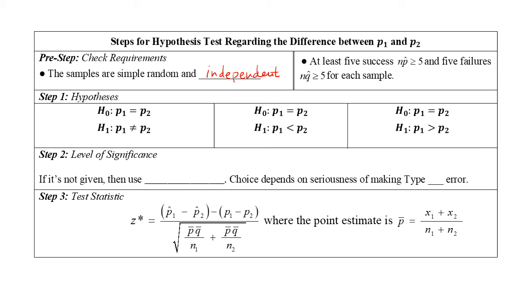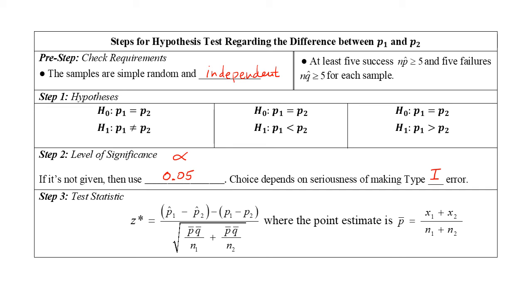The form of our null hypothesis will always be that the two proportions are equal. And the alternative hypothesis will take on one of the forms where either they're not equal, P1 is less than P2, or P1 is greater than P2. And for our level of significance, of course we use alpha again here, which will be by default 0.05 when it's not given. We usually think of this as something that depends on the seriousness of making a type 1 error.